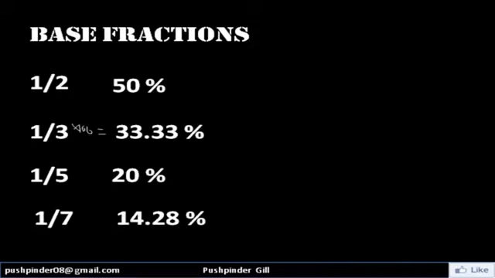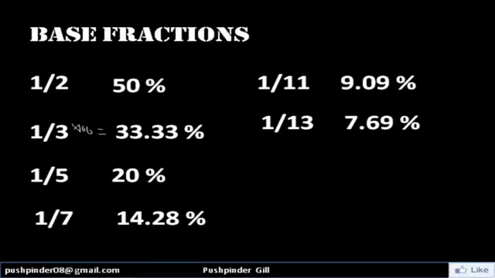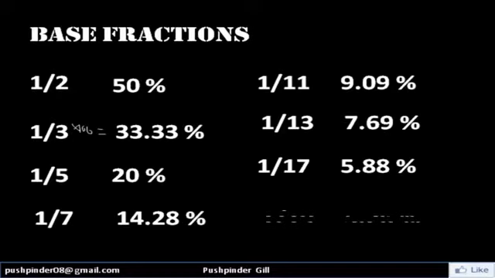1 by 9 will be 11.11%. 1 by 11 would be 9.09%. And 1 by 10 would be 10%, 1 by 13 would be 7.69%. Then the next prime number is 1 by 17, that is 5.88%. Then is 1 by 19, that is 5.26%.